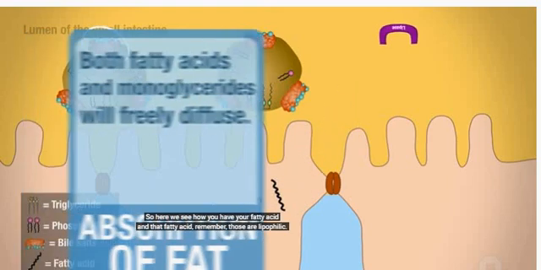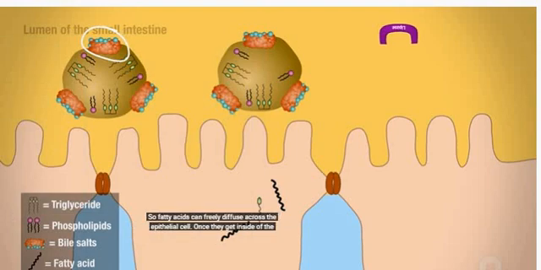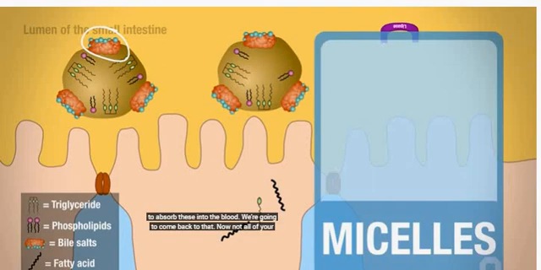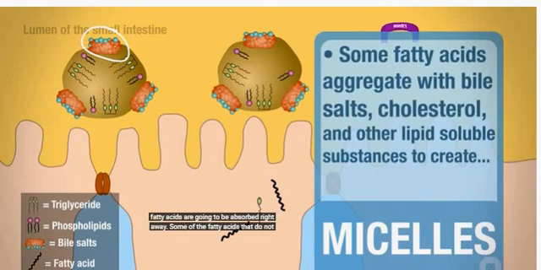Once they get inside of the cell, their ultimate goal is to diffuse all the way over into the blood, right? You want to absorb these into the blood. We're going to come back to that. Now, not all of your fatty acids are going to be absorbed right away. Some of the fatty acids that do not freely diffuse right away are not absorbed.